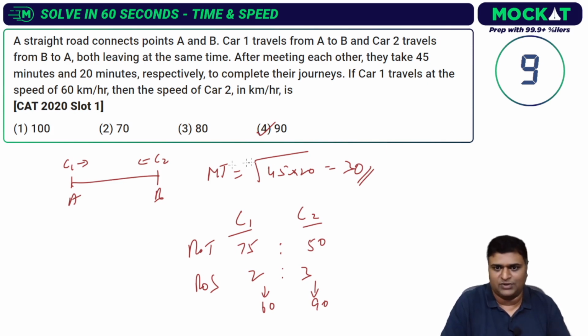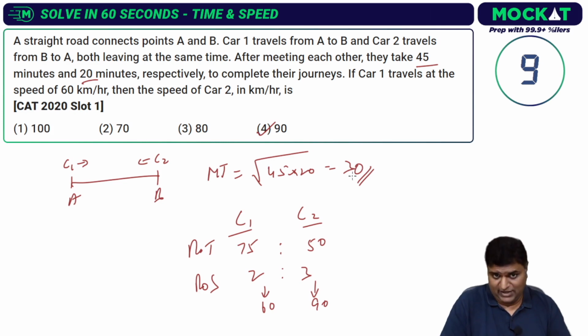Just to quickly go through this. The meeting time is something we've explained in our lessons at mockat.com. What is this meeting time concept? If after meeting, they're going to take 45 more minutes and 20 more minutes to reach their respective destinations, the time taken to meet was the square root of the product of the extra time taken, 45 into 20. So root of 45 into 20, this is 900, root of 900 is 30. We all know that.